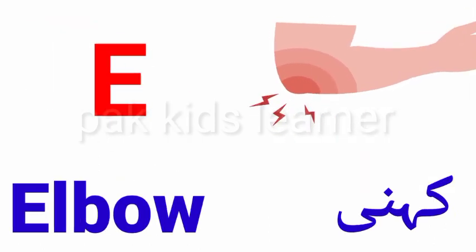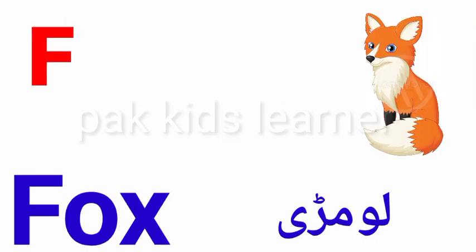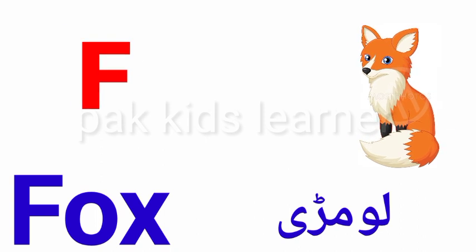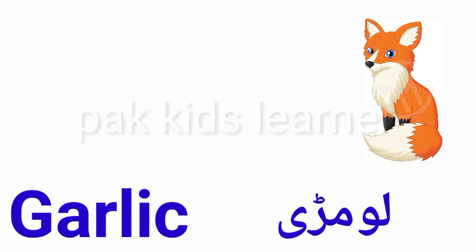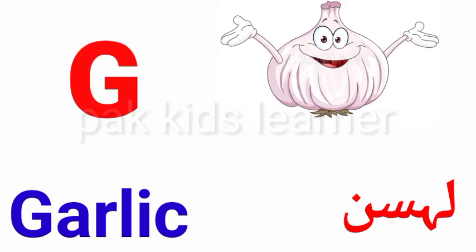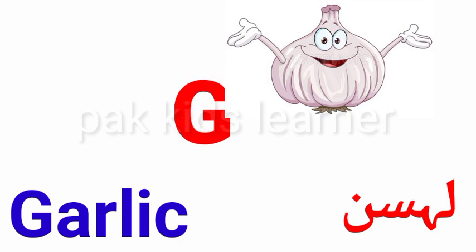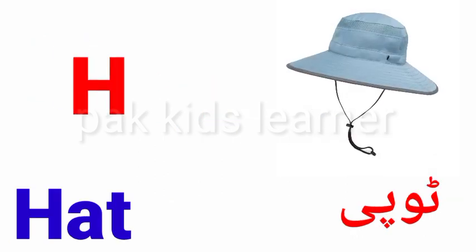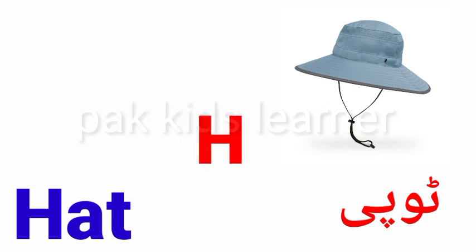E for elbow. Elbow means कोनी. F for fox. Fox means लोमड़ी. G for garlic. Garlic means लहसुन. H for hat. Hat means टोपी.